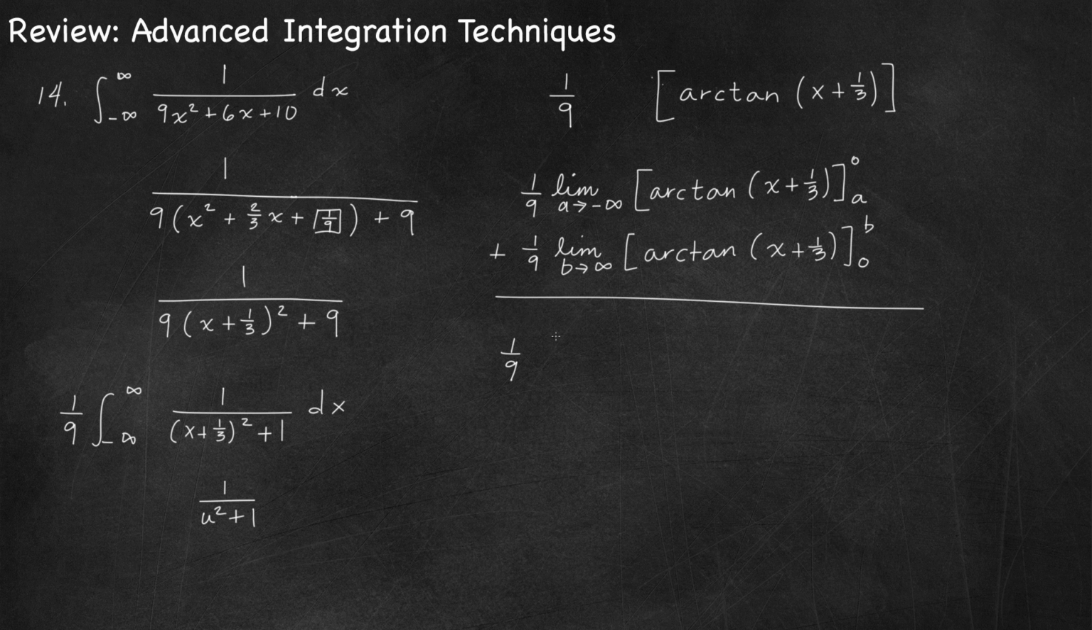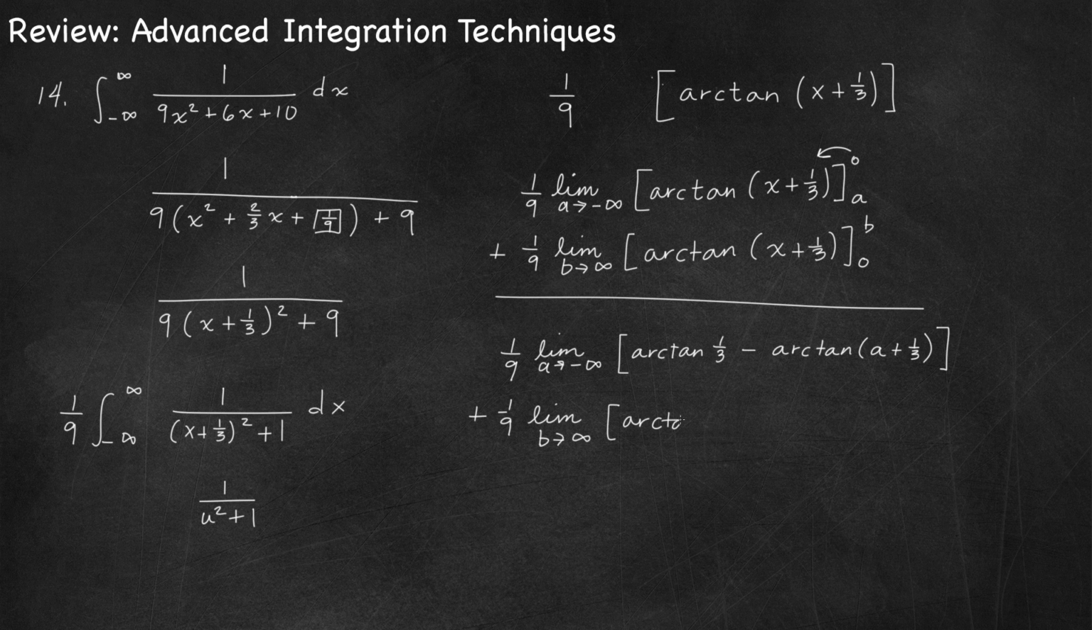So it's going to be 1/9 limit as A approaches negative infinity. Okay, then I'm subbing in my 0. So arctan of 1/3 minus, and then I'm subbing in my A, arctan A plus 1/3. Okay, and then plus that other limit, 1/9 limit as B approaches infinity, arctan of B plus 1/3 minus, and then I'm subbing in my 0, arctan of 1/3.